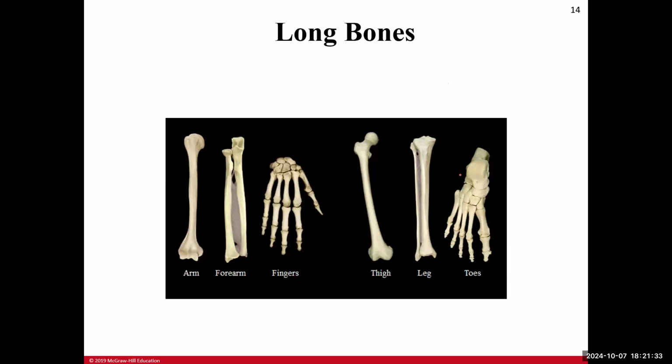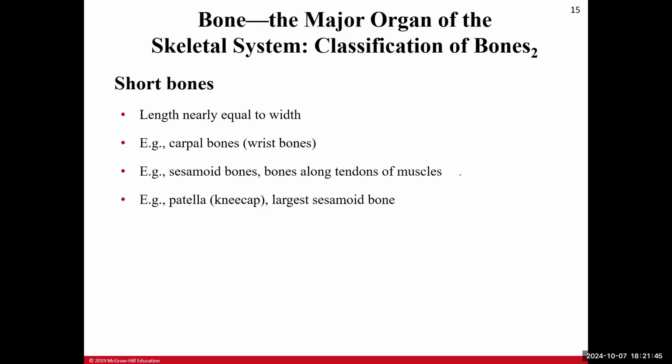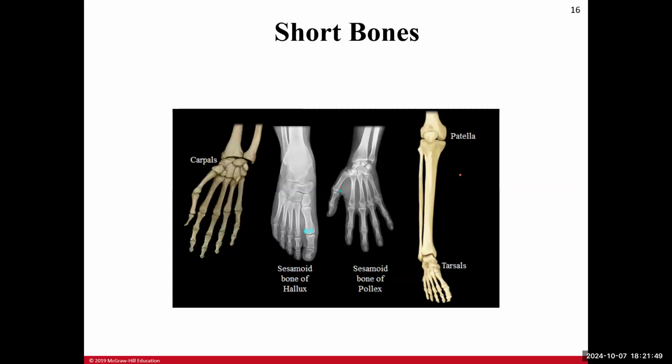So here are some nice examples of the long bones, just where you would think they would be. These bones are going to be longer than they are wide, so in your extremities, in your fingers and whatnot. Short bones have nearly equal length to width. These are going to be your carpal bones, the bones in your wrist, and the tarsal bones, the bones down in your foot. And then sesamoid bones fall into this category.